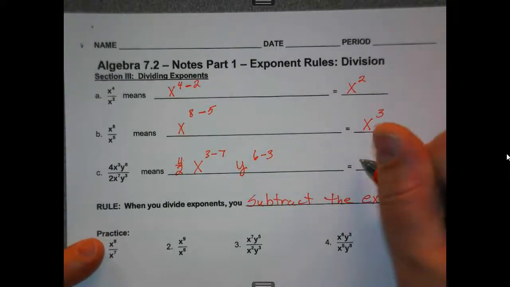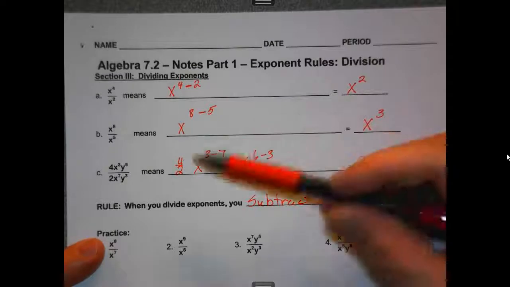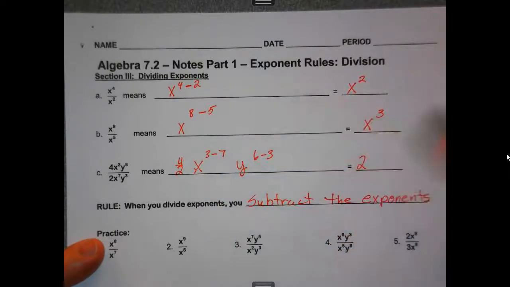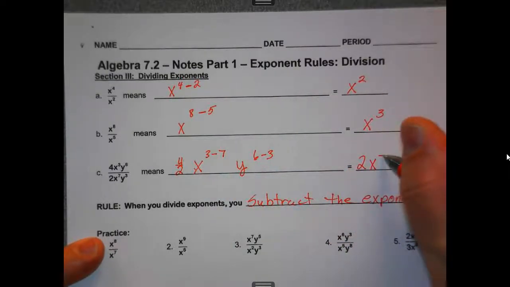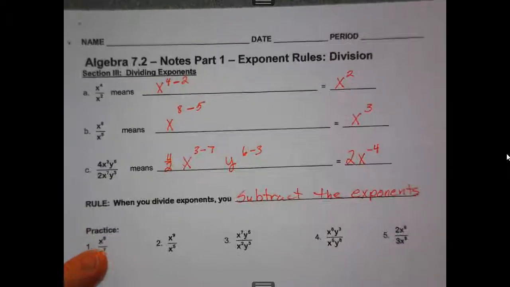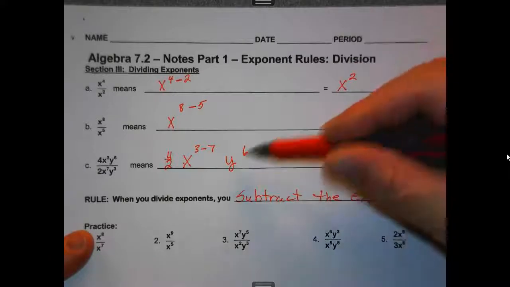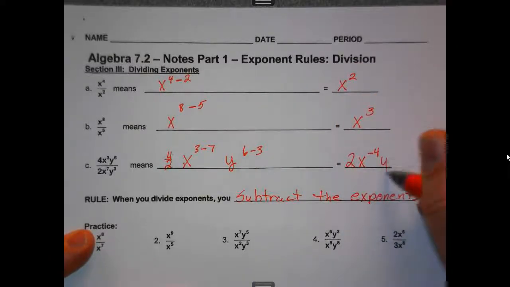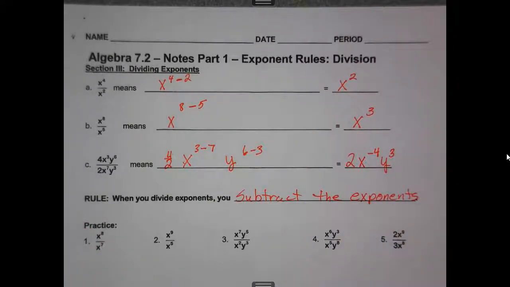All right, so 4 divided by 2 is 2. X to the 3 minus 7 is x to the negative 4. And next section, we'll deal with that negative exponent. And y to the 6 minus 3 is y cubed. Okay.